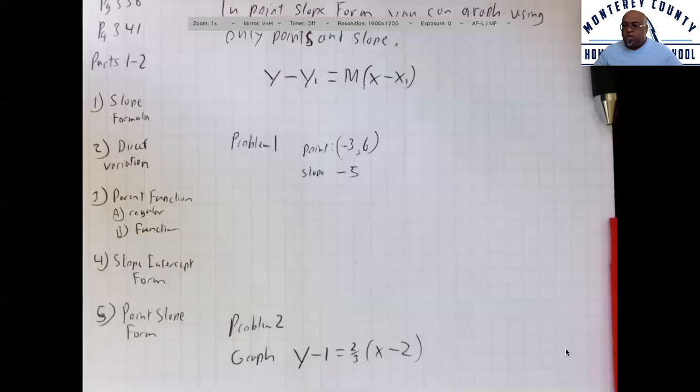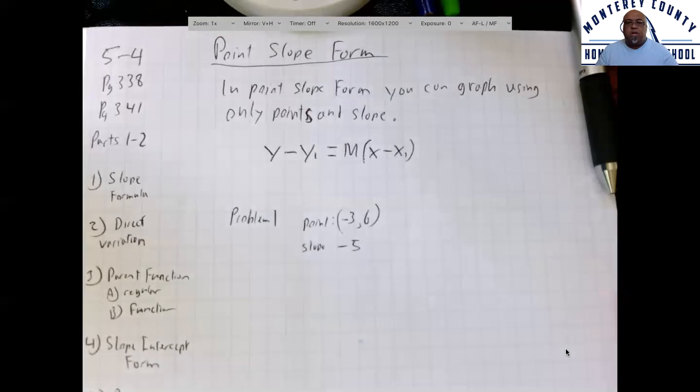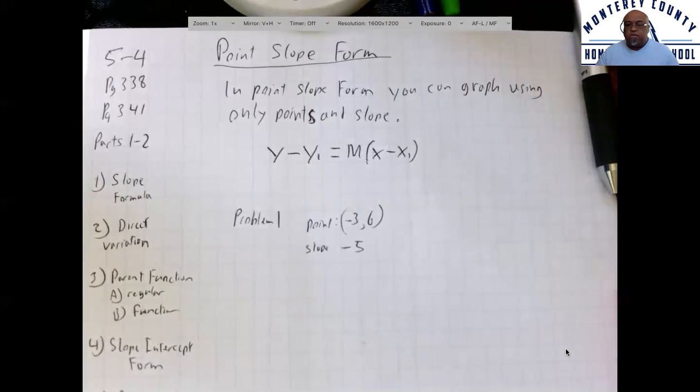Now, lesson 5.4 is on the point slope form. Okay. What is the point slope form? It's a different form of the equation, but first let's review the equations that we had learned, and let me just go over the page numbers. We're on page 338 and 341, which is parts 1 and 2 of lesson 5.4.